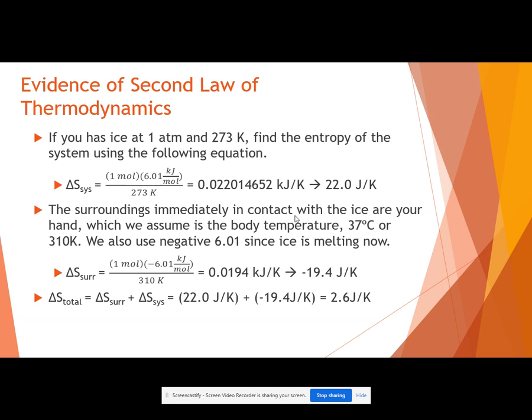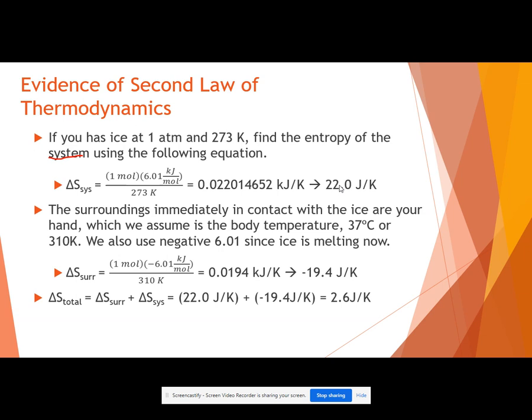Now, while you won't have to do this on a piece of paper, I kind of want to explain the evidence of the second law of thermodynamics. For example, if you have ice at 1 atm at 273 Kelvin, and it wants you to find the entropy of the system, we can go ahead and find that just like we did on the previous slide. Notice that's our system. So 1 mole, 6.01, because it says ice, and if ice is going to melt, that's 6.01. 273 is our temperature, and we get about 22 joules per Kelvin.